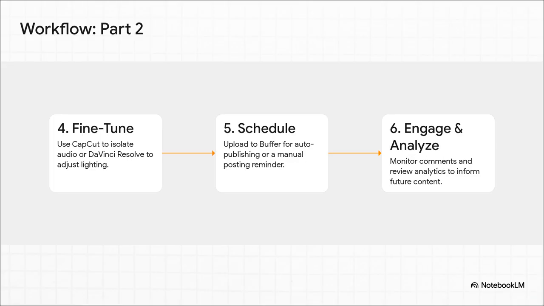With your draft ready, it's time to fine-tune. Maybe you use CapCut to perfect that audio mix. Then, you schedule it all out using Buffer. You can set it to auto-publish or just have it send you a reminder so you can hop in and add that trending audio right in Instagram. And finally, and this part is key, you close the loop. You engage with comments, and then you analyze your performance to see what's actually working. That way, your next batch of content is even smarter.